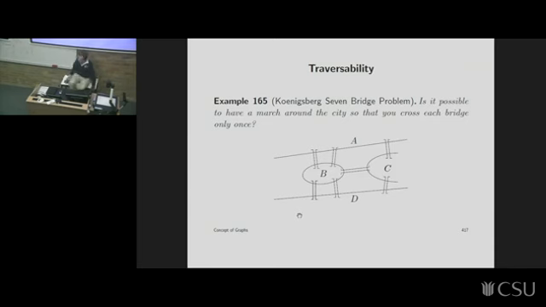B and C are the 2 islands in the middle of the river. A and D are the 2 different banks of this river. The town has 7 different bridges, if you can see there. They wanted to celebrate their town by having a march around the town so that they crossed every bridge exactly once. And this is a real problem. They really did want to do this, but they couldn't work out how to do it.